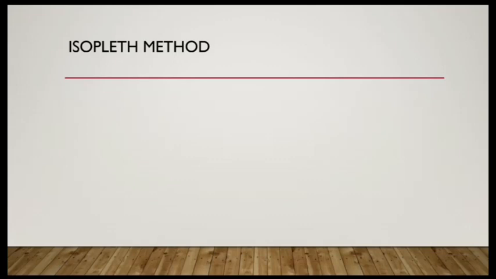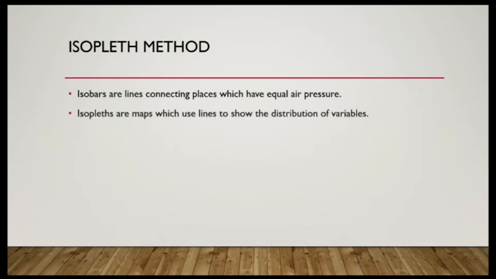So children, the third and the last important map is the isoplet method. You have learned the terms isotherms and isobars in your previous classes. What are isobars? They are lines connecting places which have equal air pressure. And what are isotherms? Tell me from the term itself. Isotherm. What is therm? Temperature. You're right. So all places that have the same temperature are connected by isotherms.